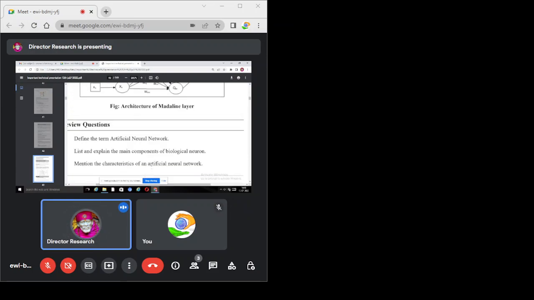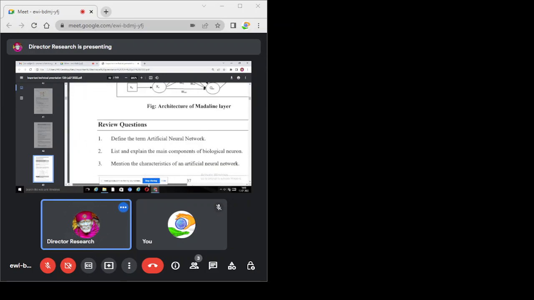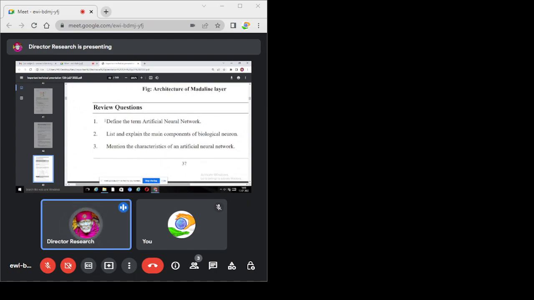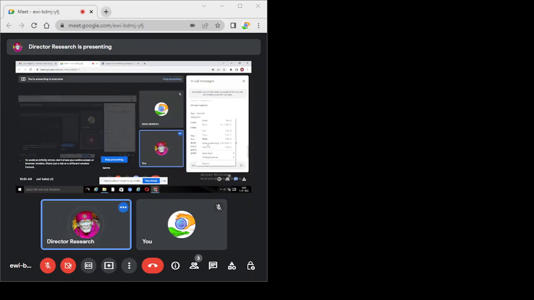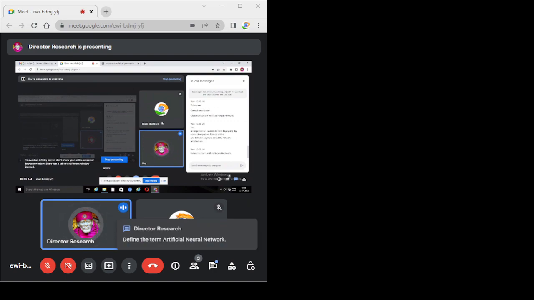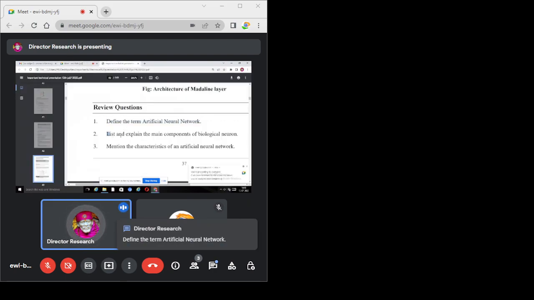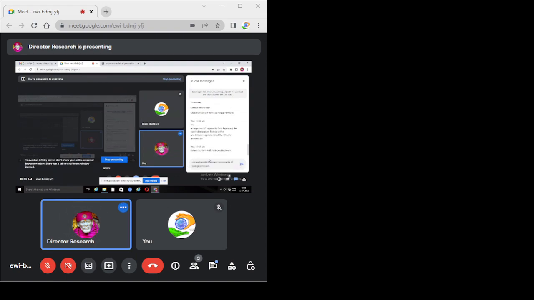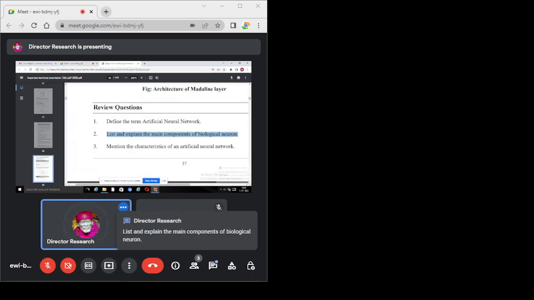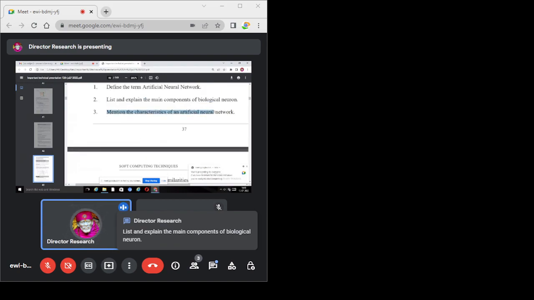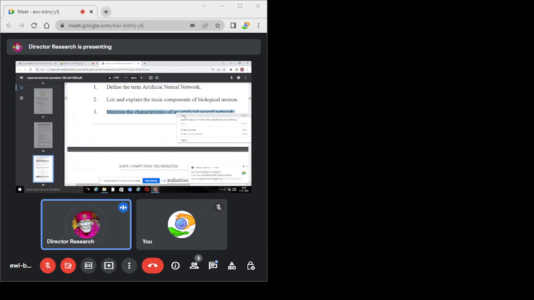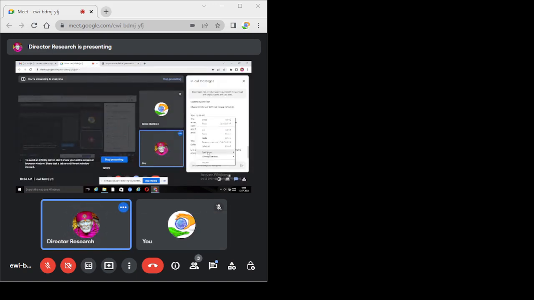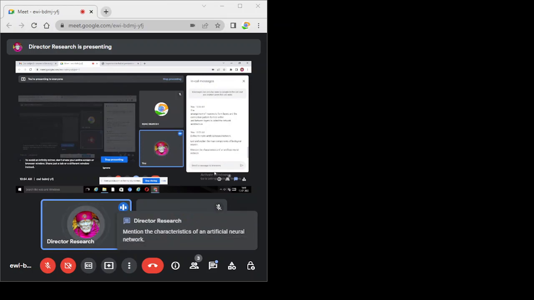Here you see the review questions before my conclusion. These are the define-the-term questions, and this is the sequence of learning. Define the term artificial neural network. List and explain the main components of a biological neuron. If you know the sequence, automatically you can answer. Mention the characteristics of artificial neural networks.